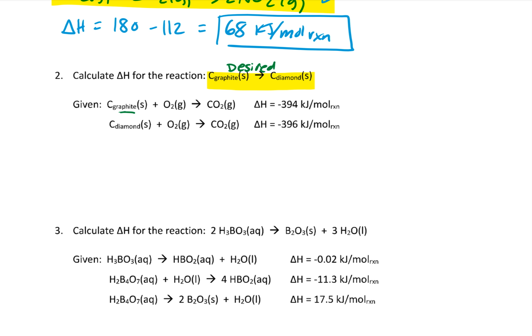Okay, leave it. Diamond needs to be on the product side. Well, here's diamond. In this equation, as written, diamond appears on the reactant side. However, in my desired end equation, it has to be on the product side. So guess what? We're going to flip this second equation. We're going to flip it, meaning you're going to turn your reactants into products and your products become your reactants. So we're going to take the CO2.